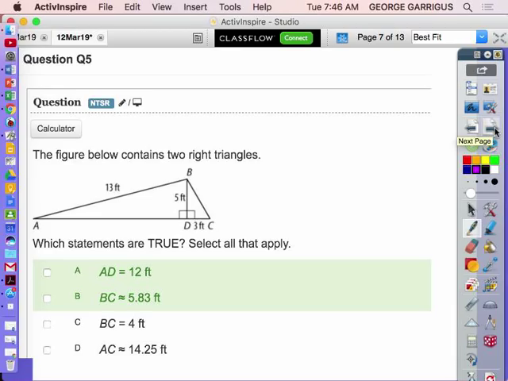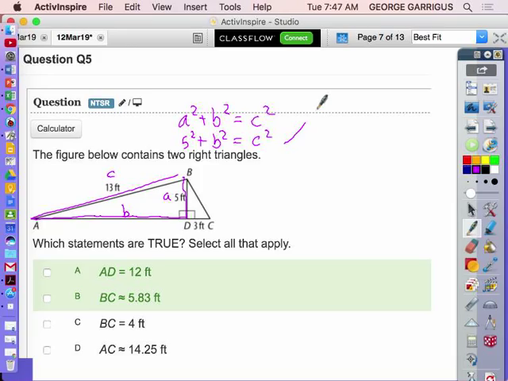Question 5. The figure below contains 2 right triangles. You can see them here. Which statement is true? Okay, well, we can do the Pythagorean theorem here once. This is B, and that's A and C in this right triangle here. If we do A squared plus B squared equals C squared, we get 5 squared plus B squared equals C squared. 25 plus B squared equals C squared.